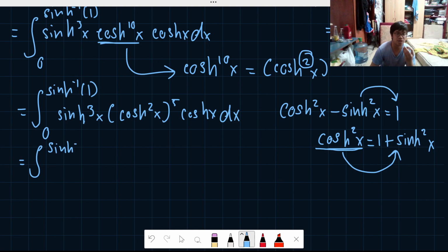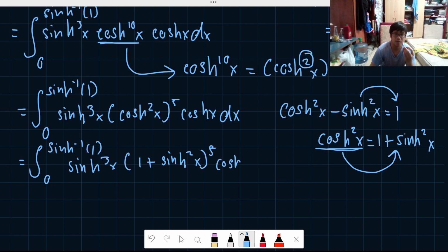We're going to interchange it as 1 plus the square of hyperbolic sine of x. All right, so let me just copy the other functions. And here, this would become 1 plus the square of hyperbolic sine of x raised to 5. And yeah, that's it. Okay, now that we have this, what is the next step?